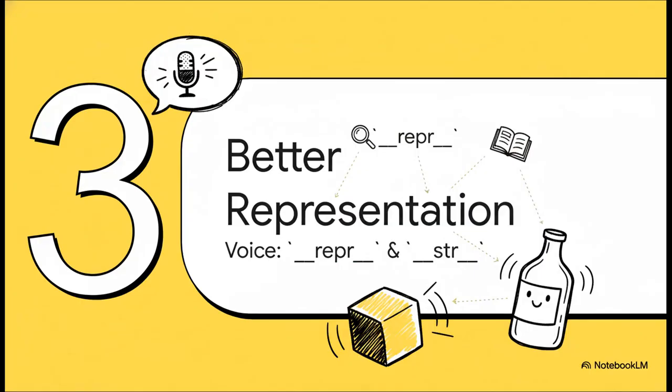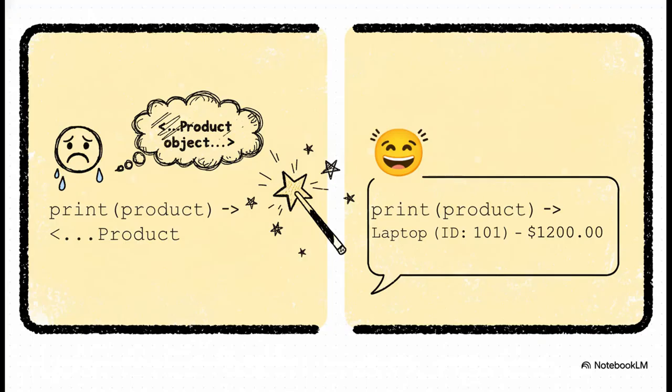Okay, time for our first superpower, better representation. We're going to give our objects a voice so they can stop mumbling that memory address and actually tell us who they are. And just look at the difference. It's night and day. On the left, we've got that useless default output we saw before. But on the right, after we add one simple Dunder method, __str__, printing the exact same object gives us this beautiful, clean, human-readable summary. We've literally taught our object how to introduce itself properly.